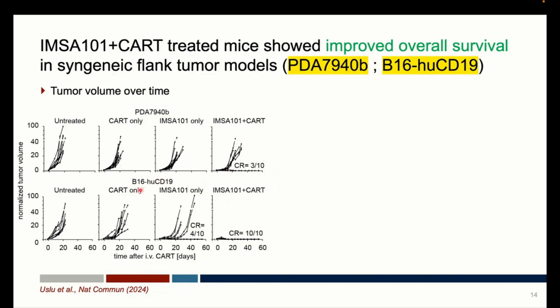In the warmer tumor model, the B16, which is more immunogenic, we could achieve a complete remission of 100%, basically. Like all of the treated mice, 10 out of 10 showed a complete remission.